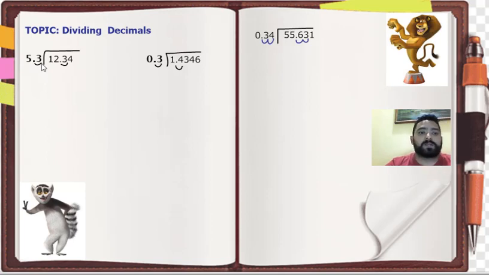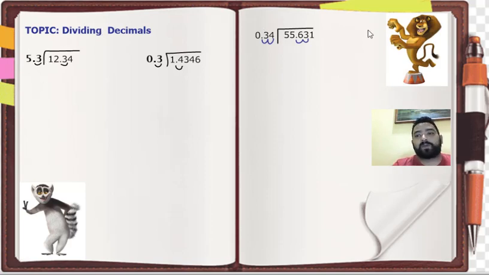But the condition is, if you move one place here, you have to move one place here. If you move two places, you are going to move two places. In this one we move one place and one place here. And in this one, as you can see, we have 1 and 2, so we are going to move the point 1 and 2, because we need to convert this divisor to a whole number. Okay, this is going to be the first step.